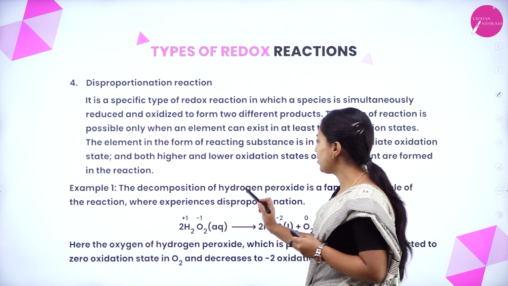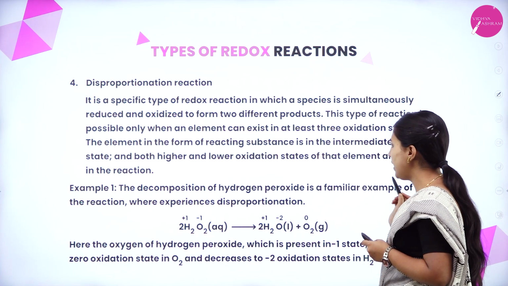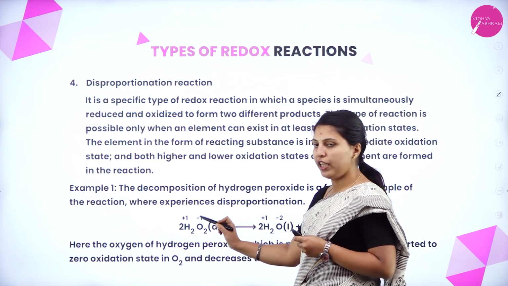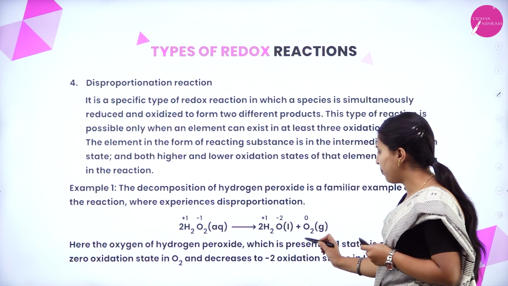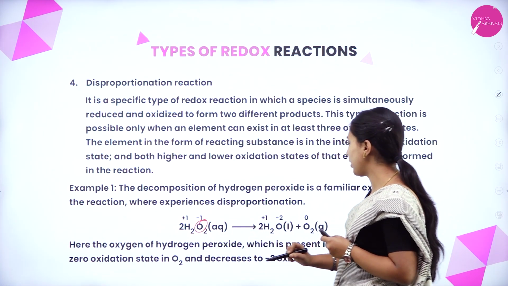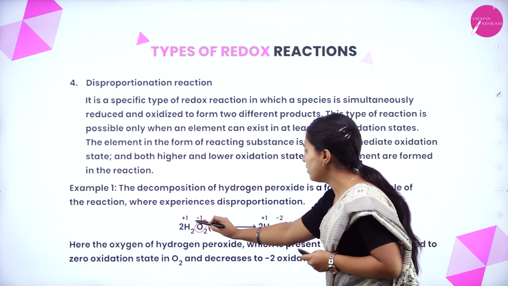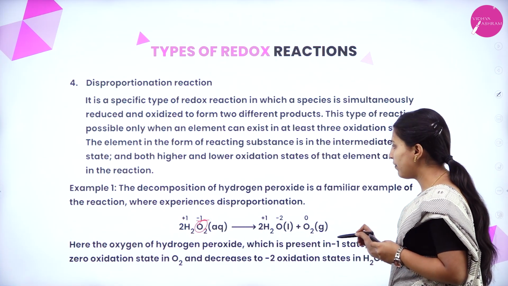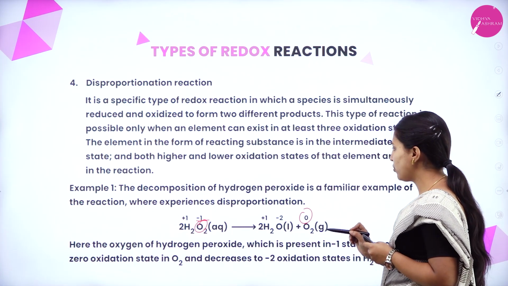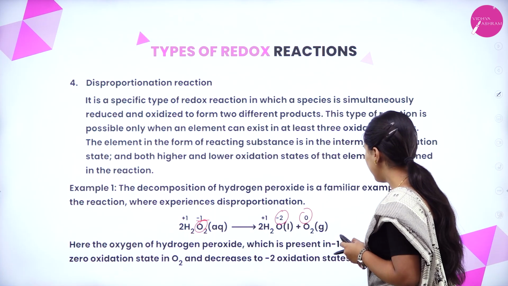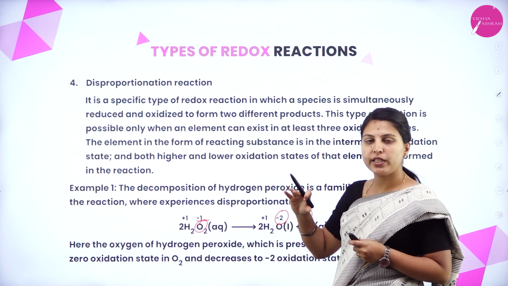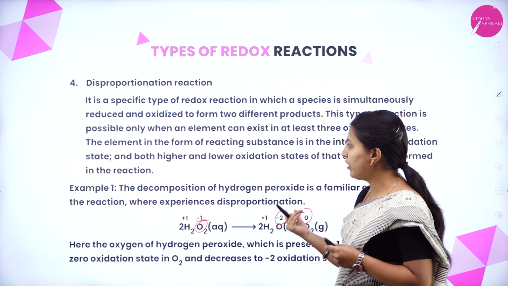Example: the decomposition of hydrogen peroxide is a familiar example of a reaction where disproportionation is experienced. Here H2O2 will form H2O plus O2. The oxygen of hydrogen peroxide, which is present in the -1 oxidation state, is converted into the 0 oxidation state in O2 and decreases to the -2 oxidation state in H2O. This is how disproportionation will be observed.